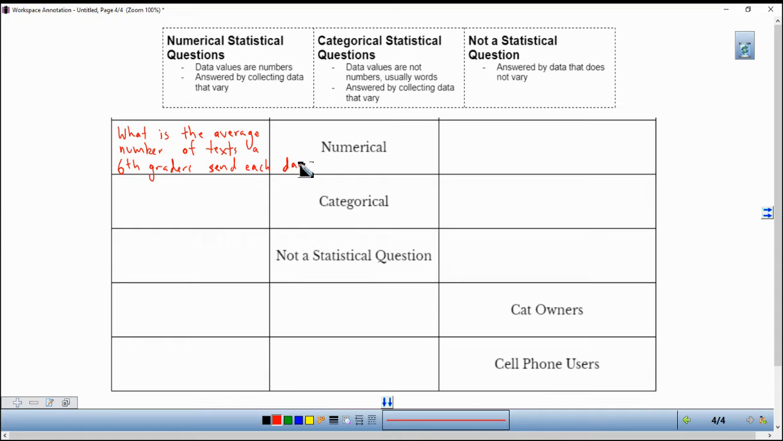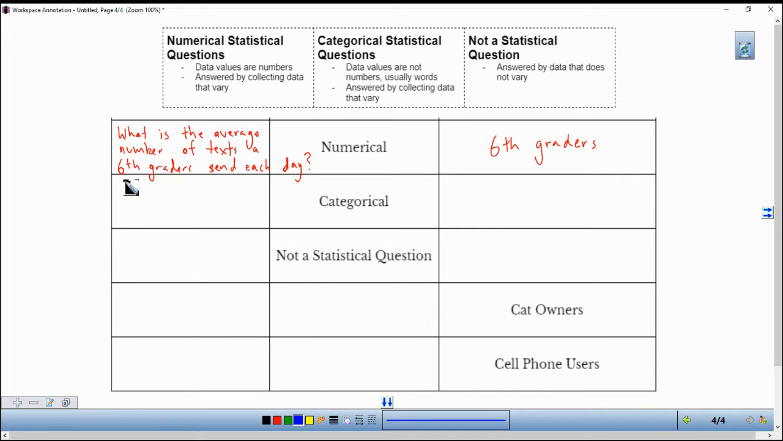So different people have different answers for that one. You'd have to gather it from a wide variety of people. And the data you're gathering are numbers. So that's why it's numerical. You'd be getting the number of texts that each person sends. So who would you ask? You'd ask sixth graders this question because that's who it's geared toward. A variety of sixth graders. So not just boys, not just girls, a mix of both.